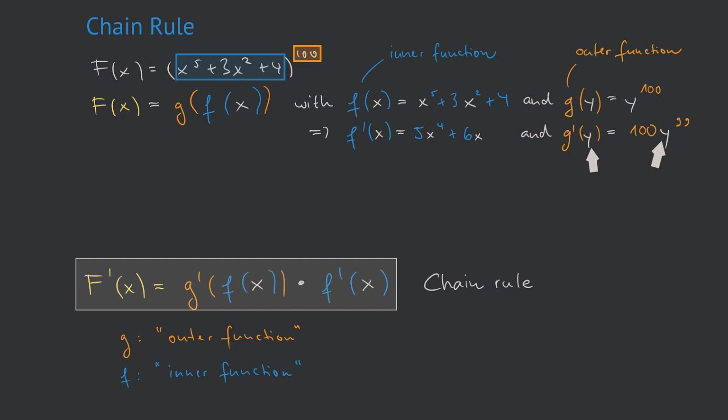Note that we use y as the variable for the outer function g in order to distinguish it from the variable x, which is used for the inner function. We can now build everything together using the chain rule.